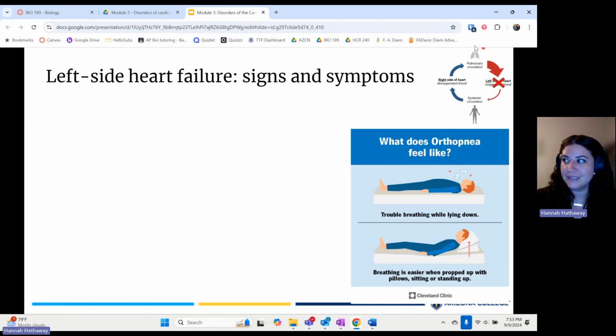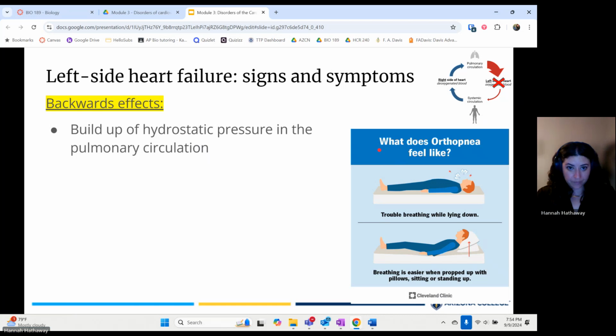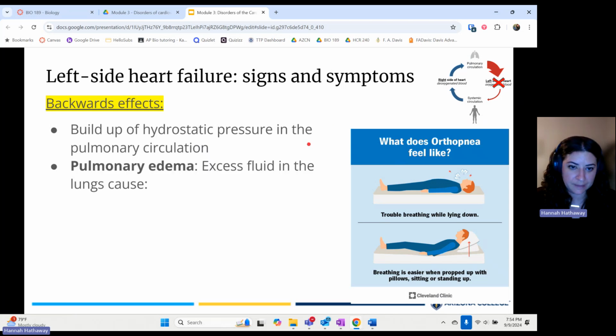I've got this little picture here as a visual cue to help you remember this. So some backwards effects: buildup of hydrostatic pressure in the pulmonary system. So once again, the dam's in the left side of the heart. So where is the edema in the pulmonary system? Number one sign or symptom would be pulmonary edema, excess fluid in the lungs.